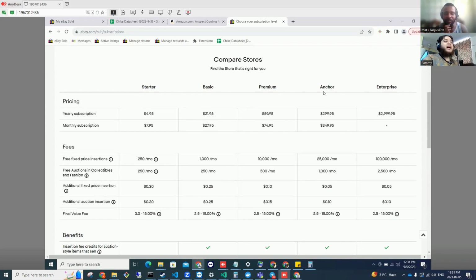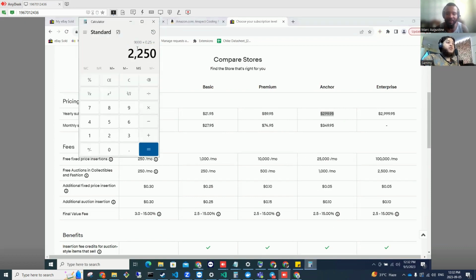Right. We had a tough decision to make. We were thinking about whether we want to get an enterprise store, and honestly it doesn't make sense. I'll tell you why. If we look at premium to anchor, the number of listings is only 2.5 times more than the premium, but the price is significantly higher.